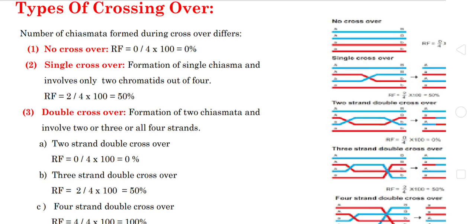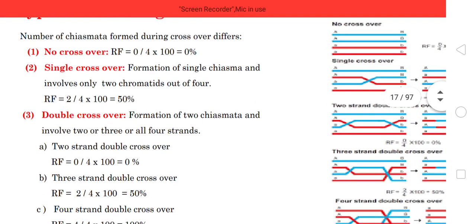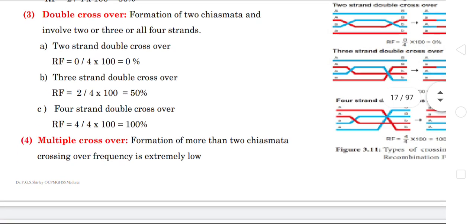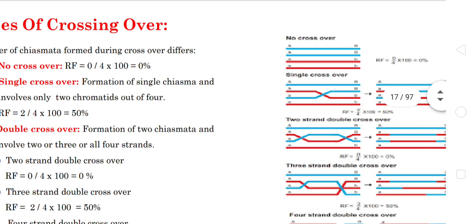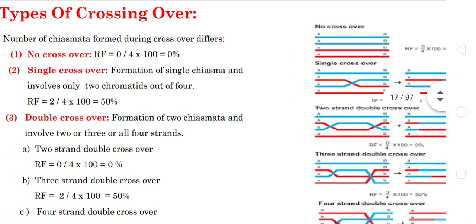Based upon that, it is divided into 4 types. They are no crossing over, single crossing over, double crossover and multiple crossover. Let's see the first one, no crossing over. Here, as it is the normal cell, there is no exchange of genetic material. So recombination frequency is 0 out of 4 progeny. So the percentage is 0.